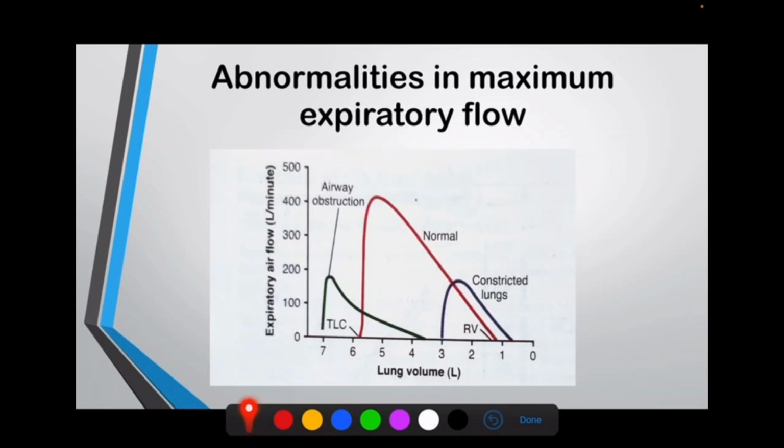Constricted lung diseases include fibrotic lungs such as tuberculosis and silicosis, and constriction of the chest cage such as kyphosis and scoliosis. In restrictive diseases, the chest cage is compressed. We are not allowed to expand our chest fully, therefore the total lung capacity decreases, and this is also the cause of the decrease in the peak expiratory flow rate. As you can see, the curves are decreased in both the obstructive and the restrictive cases.